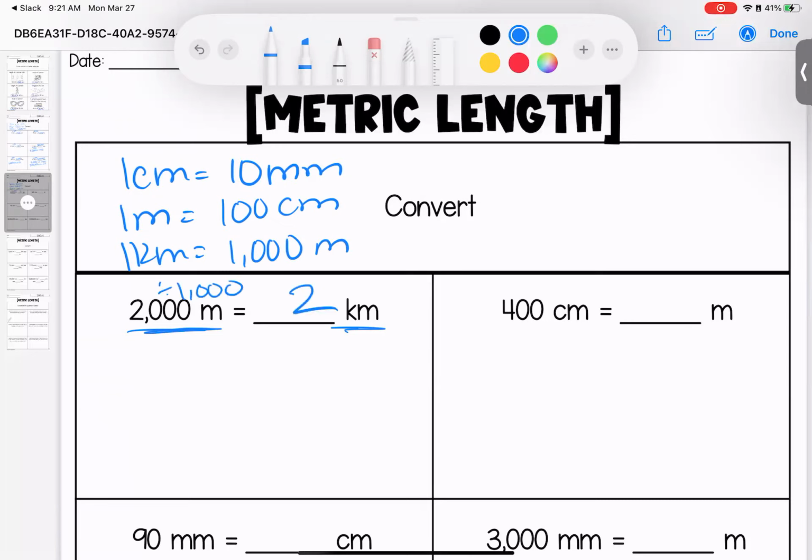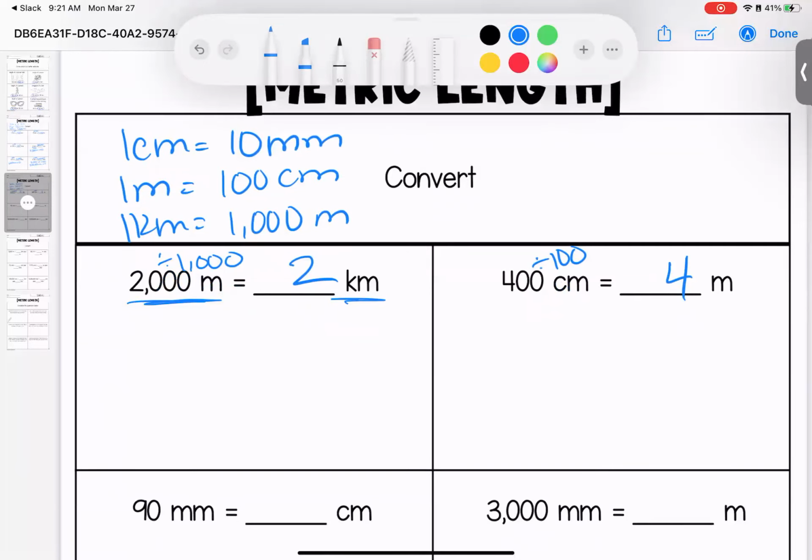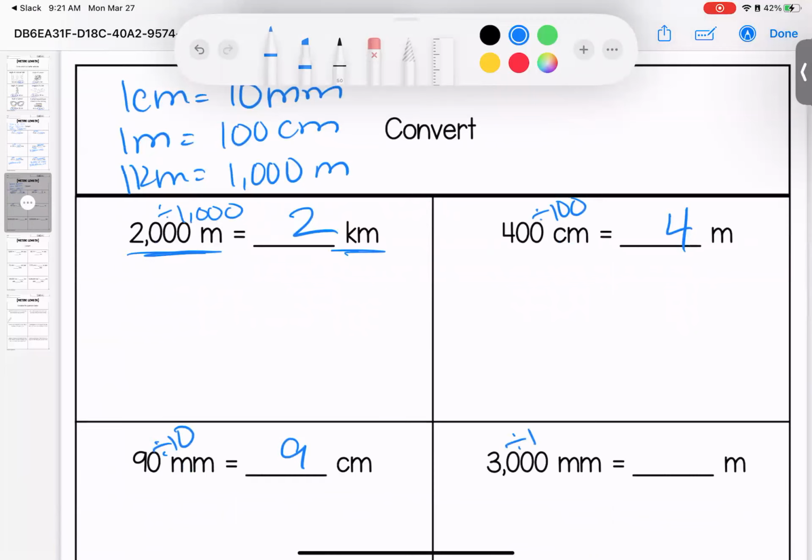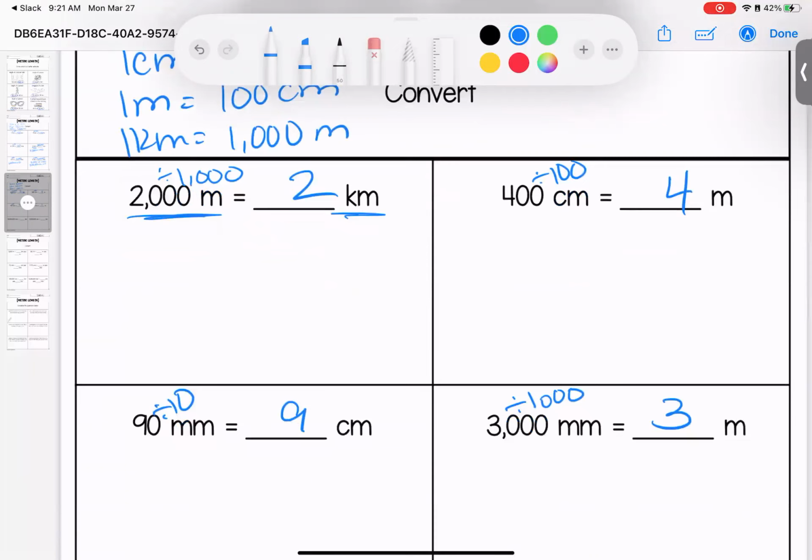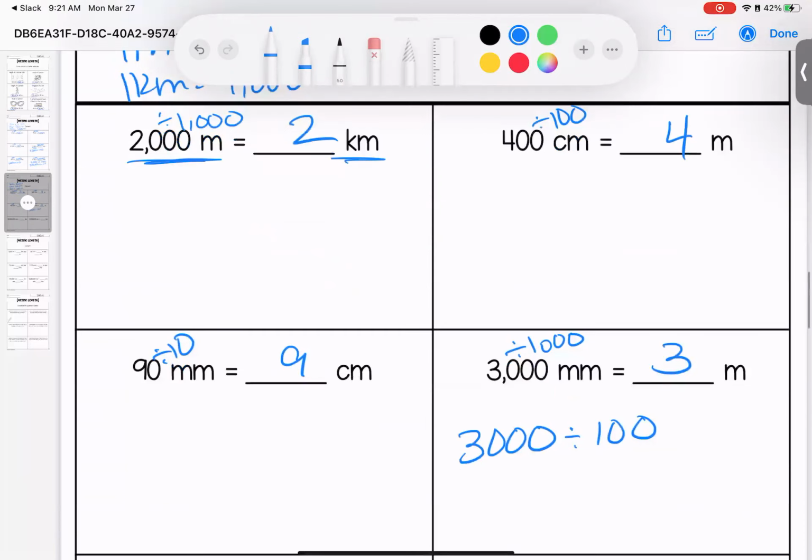Centimeters to meters. There are 100 centimeters in a meter, so I'm going to divide by 100. It leaves me with 4 meters. Millimeters to centimeters, I need to divide by 10, leaving me with 9 centimeters. Millimeters to meters, I have to divide by 1,000. It leaves me with 3 meters. If I could not do it in one jump, I could do 3,000 divided by 100, which gives me 30, and then divide that by 10 to get 3.